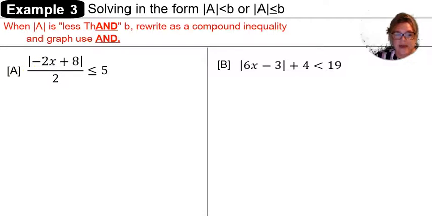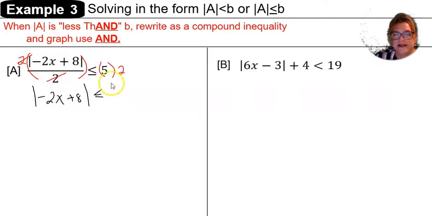So in example A, we're going to start by multiplying both sides of this by 2 so that we can isolate this absolute value expression. Negative 2x plus 8 is an absolute value, and that's less than or equal to 5 times 2, which is 10. Now that the expression is isolated, we can separate this inequality into two separate statements.